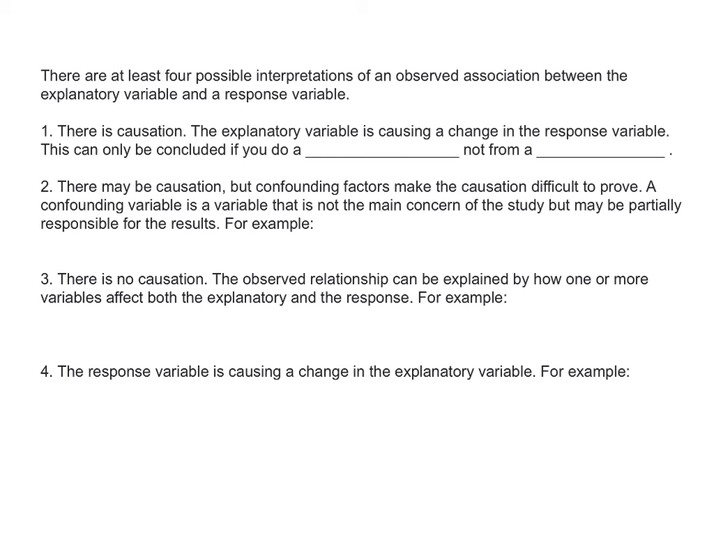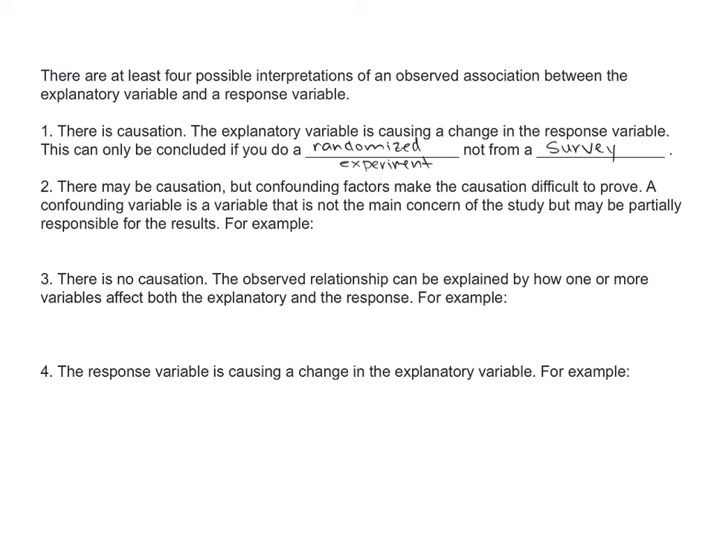So there are at least 4 possible interpretations of an observed association between the explanatory variable and a response variable. The first one is that there might be causation. So the explanatory variable is causing a change in the response variable. Remember, this can only be concluded if you do a randomized experiment, and may not be concluded from a survey.